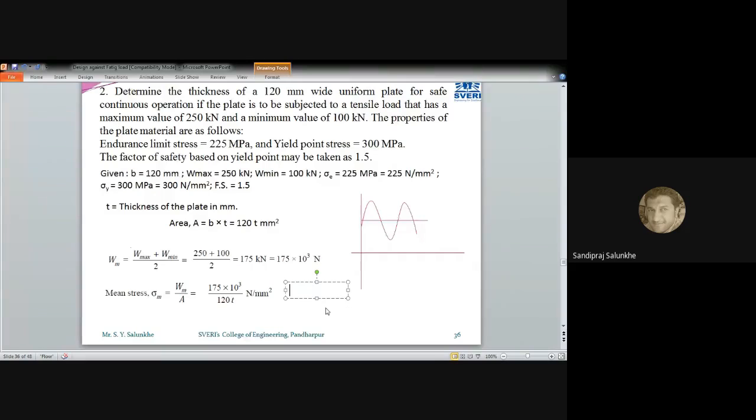Just a minute. Is it 1.458 into 10 raised to 3, whole divided by T, right?